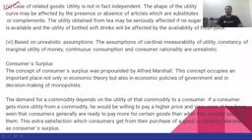Okay, so now cost of related goods. Now utility is not in fact independent. The shape of utility curve may be affected by the presence or absence of articles which are substitutes or complements. The utility obtained from tea may be seriously affected if no sugar is available, and the utility of bottled soft drinks will be affected by the availability of fresh juice. Okay, so please remember, like we say that a person is sitting and just eating mangoes or chocolate bars, it is not as simple as that. The utility that a person derives from goods depends also on the complementary goods as well as the substitute goods. Okay.